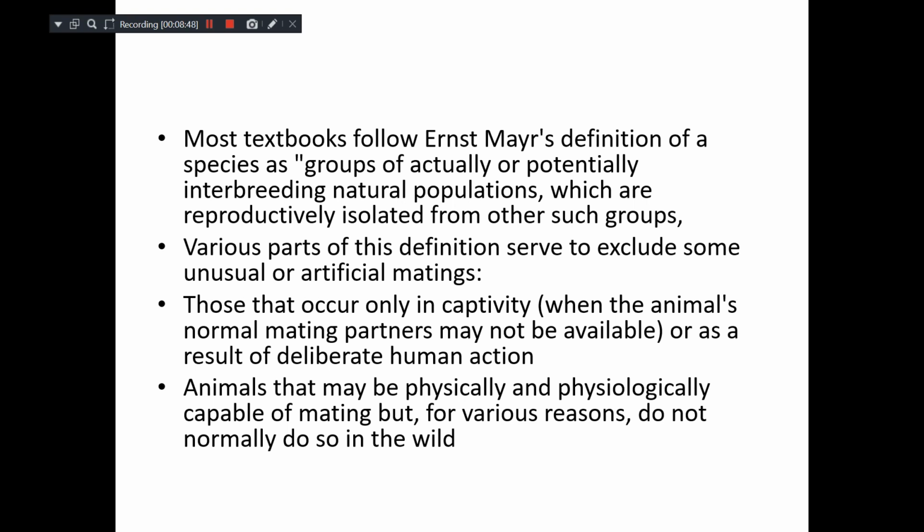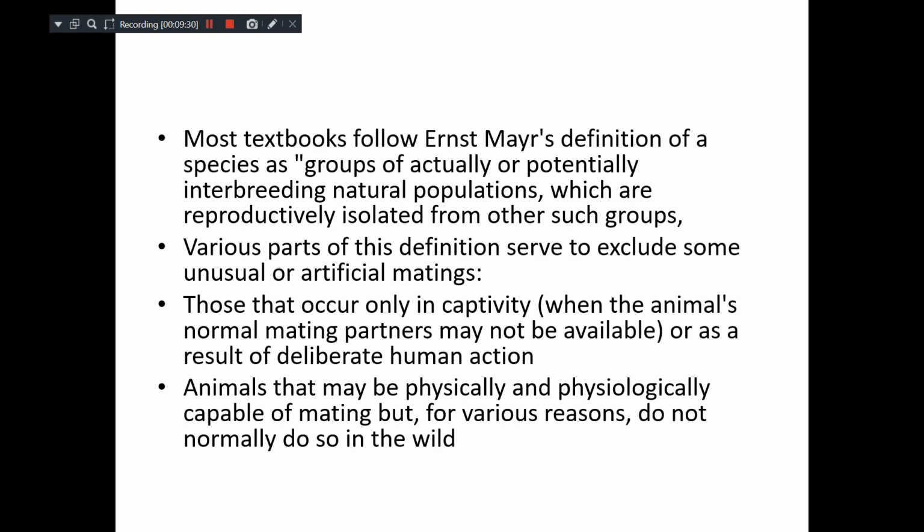Suppose think that there are two groups. They are not actually reproducing because they are separated. Suppose if they mix together, they can interbreed. That means they are potentially interbreeding, but maybe because of many other factors, they may not be doing so at the given point of time. So that's why it's the group of actually or potentially interbreeding natural populations, and at the same time, as I have told you, they are reproductively isolated from such groups. They should not carry out reproduction with the other such groups.